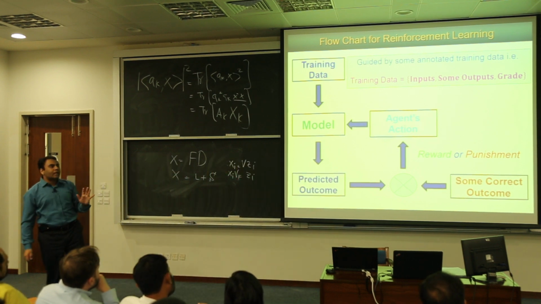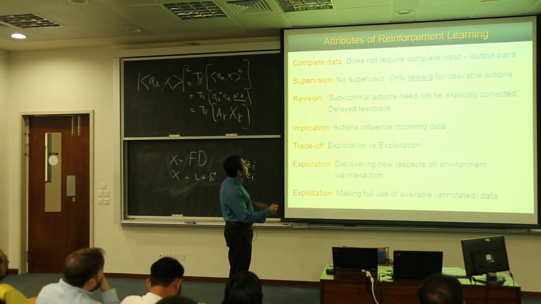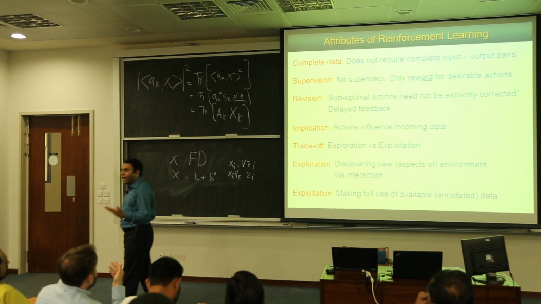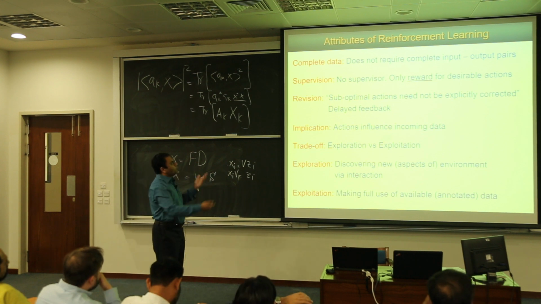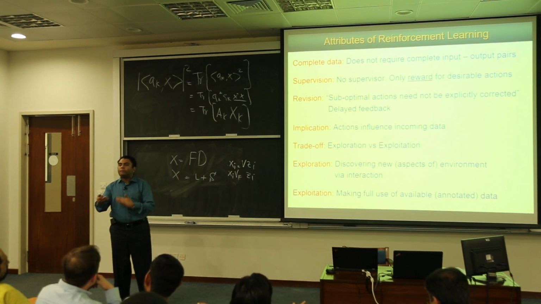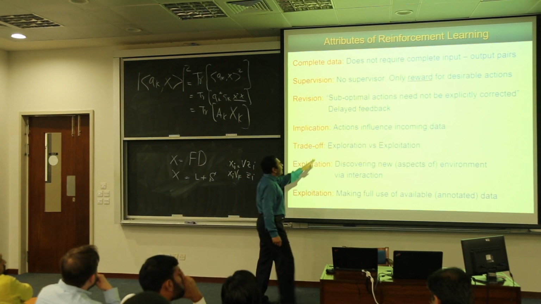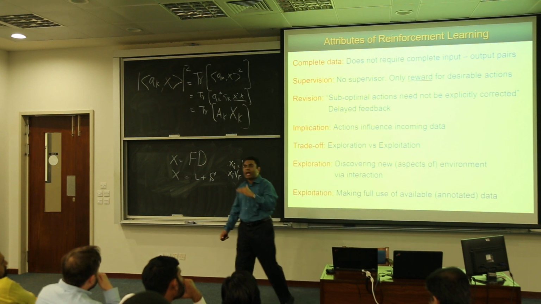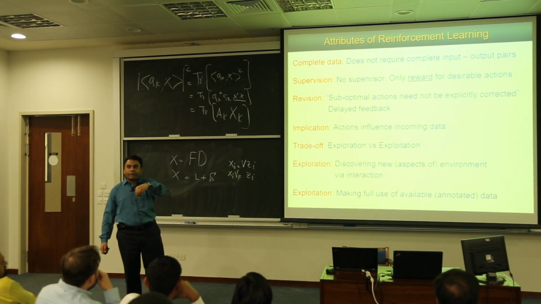So it's not as simple as supervised or unsupervised learning, and the good thing is that we don't require complete input-output pairs. But it's very difficult to get manually, perfectly annotated data in every discipline. So there is no supervisor. It's just rewards and punishments based on those beliefs. Your current actions will always influence what you do with incoming data, so you have to be very careful about what actions you are taking. You are always looking for a long-term reward rather than intermediate rewards.